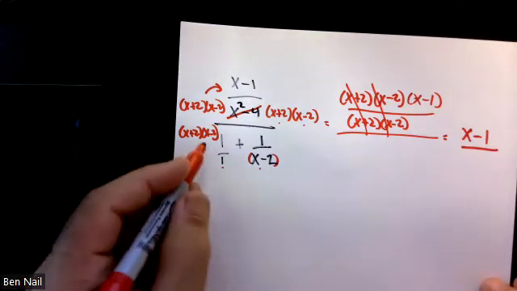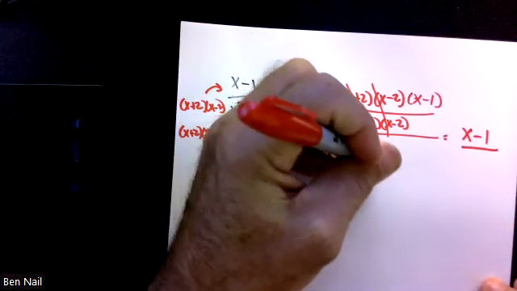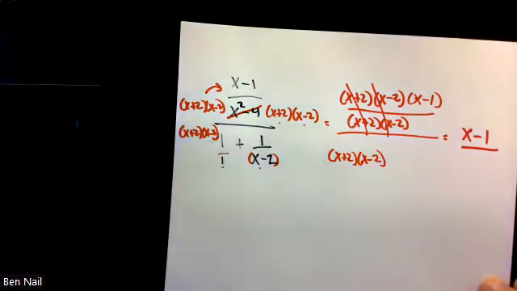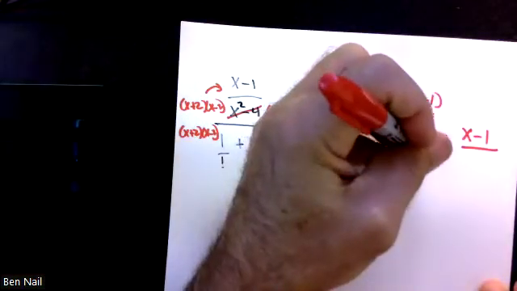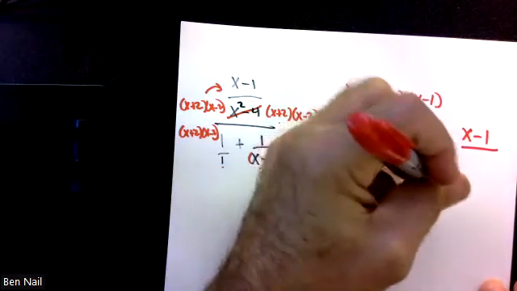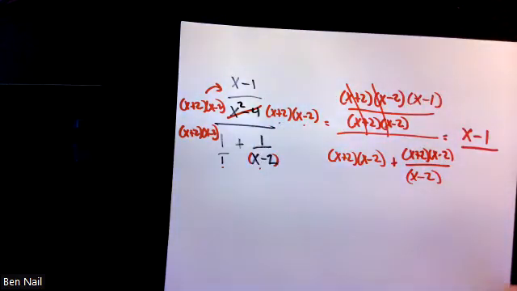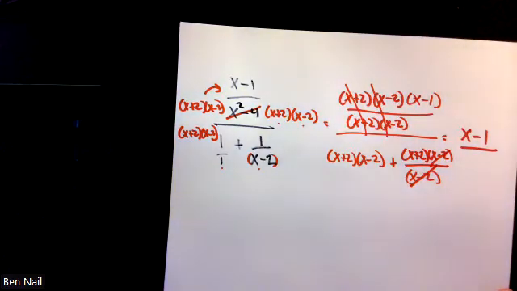Same game to the bottom. If we multiply, x plus 2 times x minus 2 times 1 is just x plus 2, x minus 2. Okay, same if we multiply that, we get x plus 2, x minus 2 over x minus 2. Since we're multiplying, those cancel.